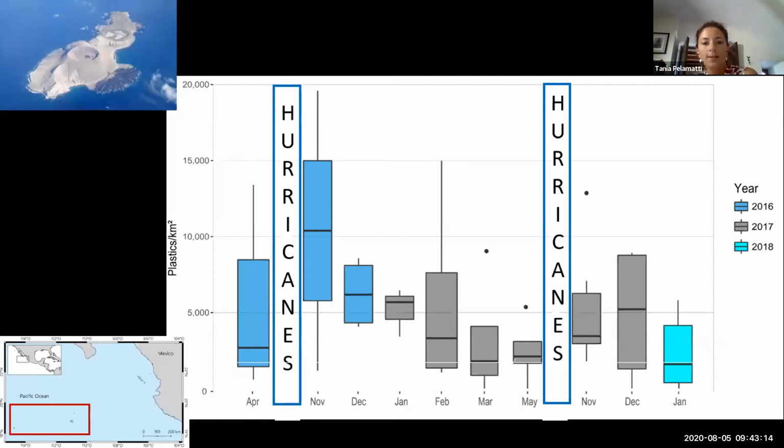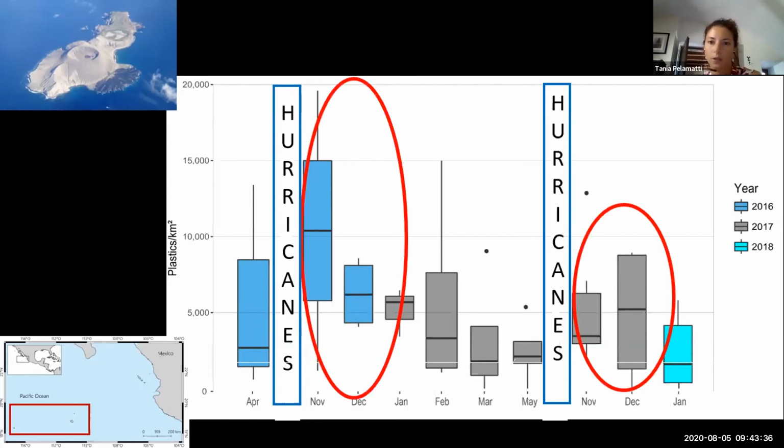We have found more or less the same thing happening also in Revillagigedo, in the islands that are in the middle of the ocean. But during the hurricane season, we were not able to go and take samples because it's a very exposed area, and it's very, very dangerous to sample there. But we were able to see that after that period, there was a spike in the abundance of floating plastics. So it's happening also here, but there is no people living there.